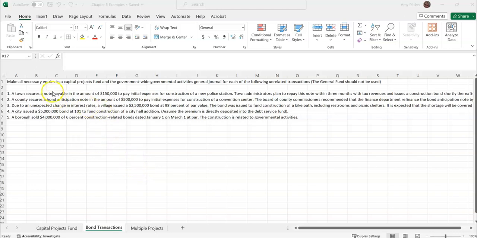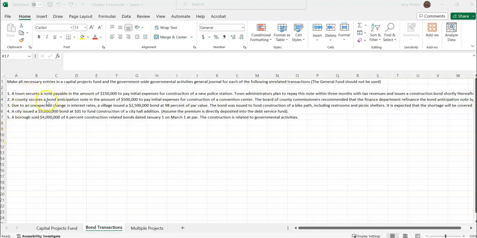In this example, we're looking at capital projects and governmental-wide activities journal entries for unrelated transactions. So these transactions are not related to each other. We're just going to be looking at examples of different transactions and how they would get recorded in the capital projects fund and the governmental activities.